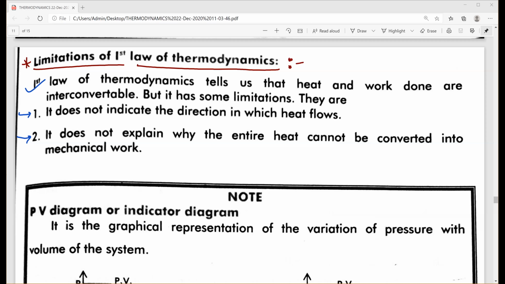So welcome to the session. In today's class, we are going to discuss some of the limitations of the first law of thermodynamics.